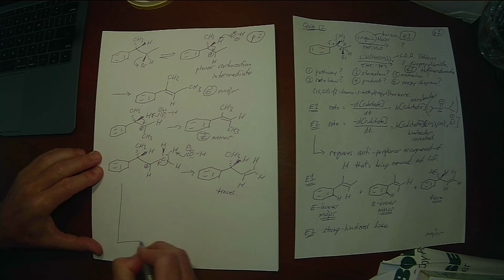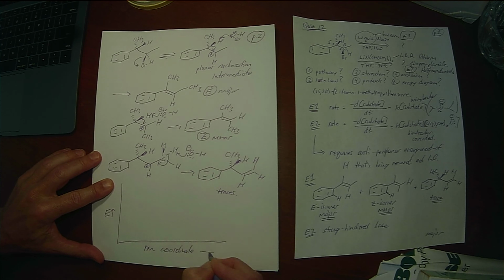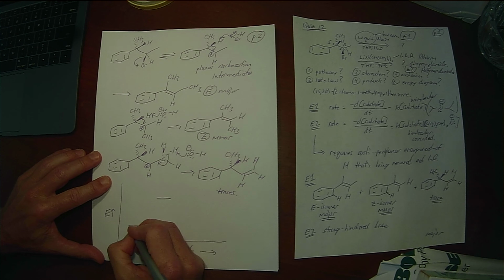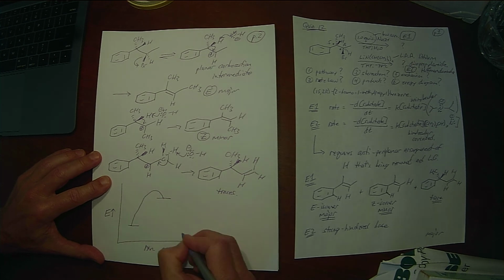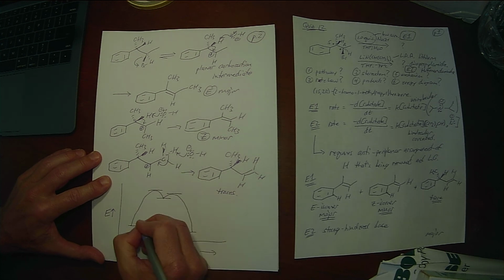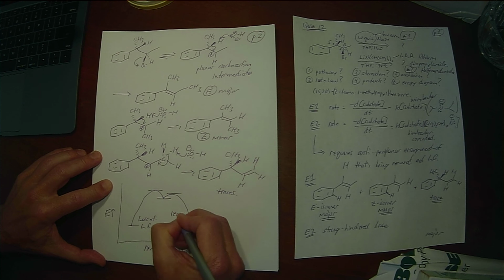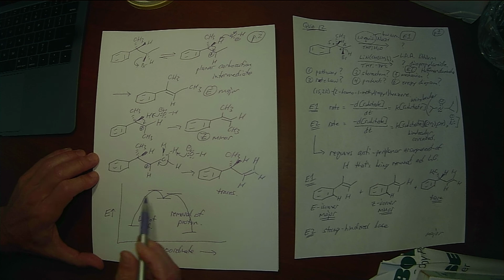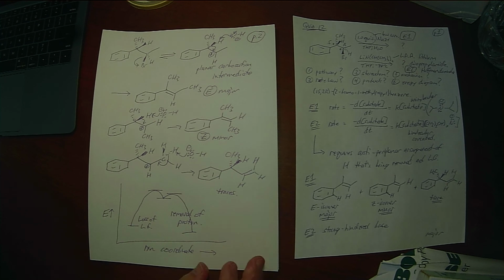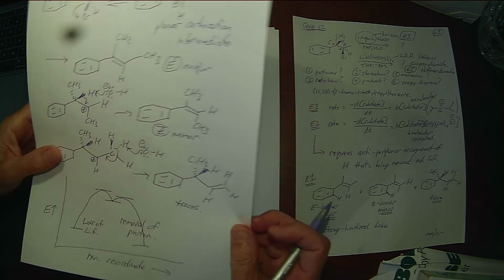The energy diagram for E1, there's two steps. The first step is going to be endothermic because it generates the carbocation, and then the second step, the removal of proton, will be significantly exothermic. Right, so this is loss of leaving group, and then this is removal of proton. Classic double-humped energy diagram that you're going to see for either an E1 or an SN1 reaction.